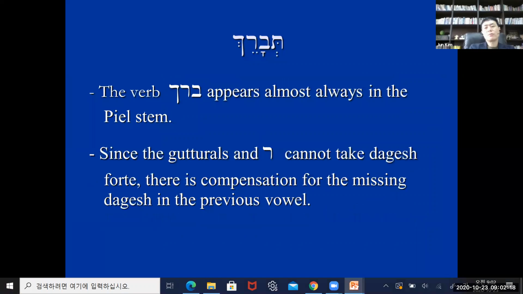So the verb barak appears almost always in the Piel stem. Like dabar, there are some vocabularies that appear in certain types of stems. Dabar is always appearing in the stem of Piel. And what else? Anything that you remember for Hifil? I think it's yada. It likes to appear in the form of Hifil too.